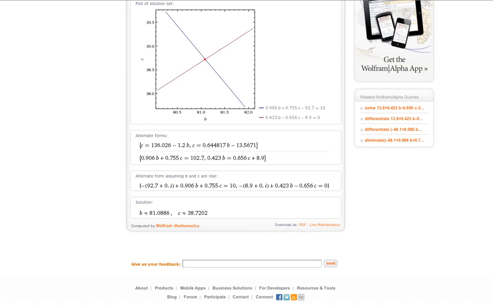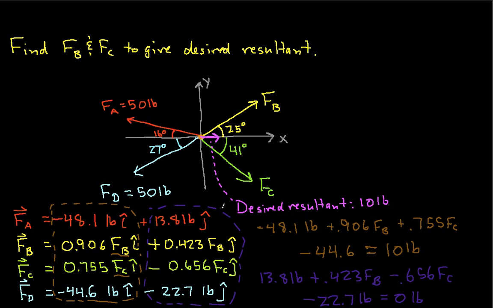So if we go back to our picture, we can say then that FB needs to be 81.1 pounds, and FC needs to be 38.7 pounds in order to have the resultant of all of these forces be 10 pounds in the x direction.